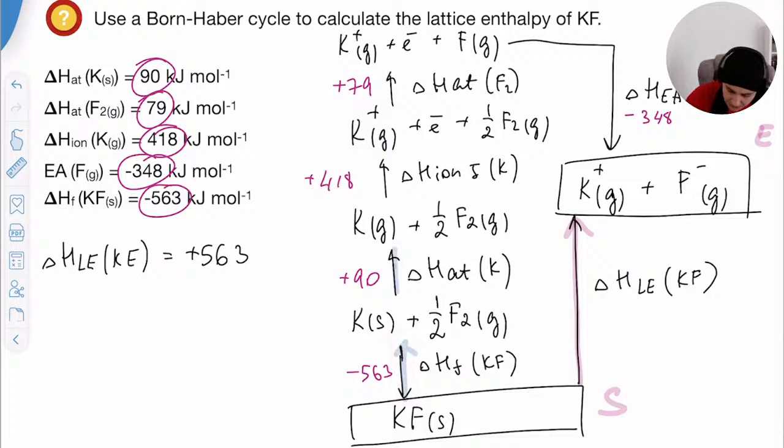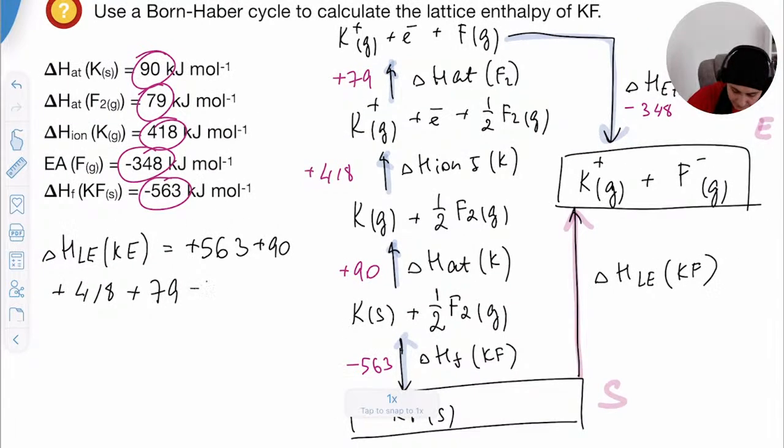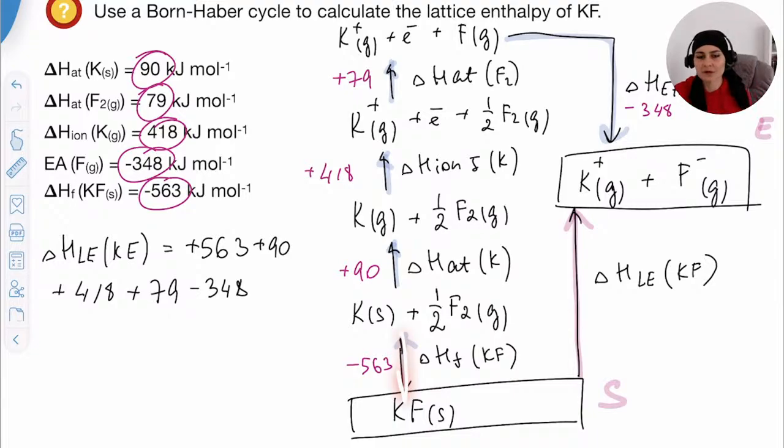Then I'm following the arrow, so plus 90. Then this one, plus 418. Then this reaction I'm making, plus 79. Then I'm making this reaction, following the arrow: fluorine goes to F minus gas, and the enthalpy change for this exact reaction is minus 348, so I'm not changing the sign here. Essentially you're changing the sign only for formation enthalpy. Everything else goes without sign change.